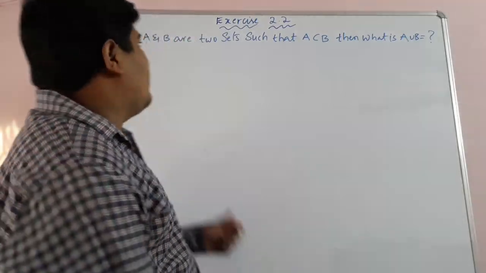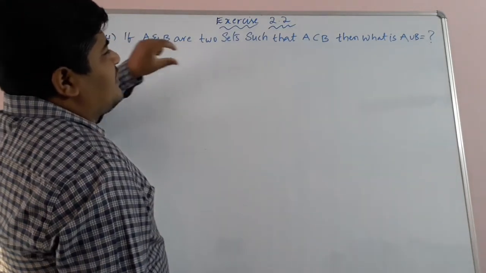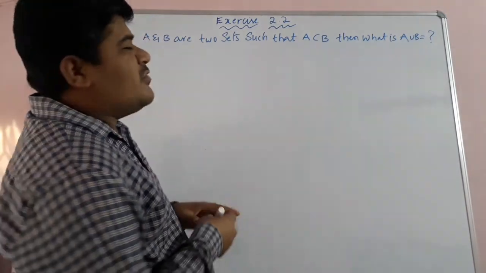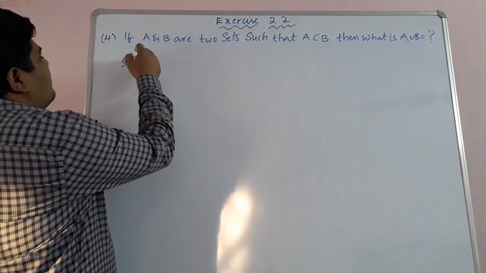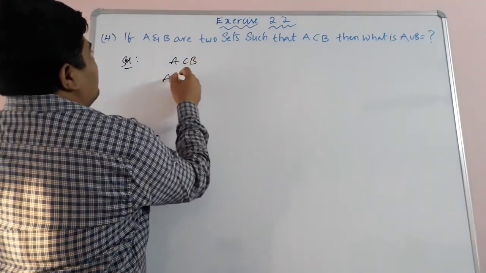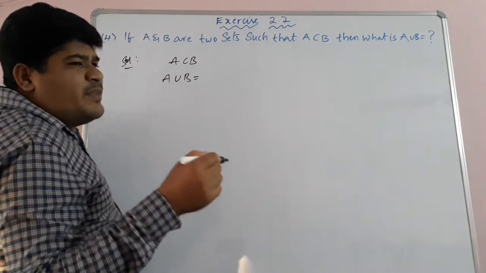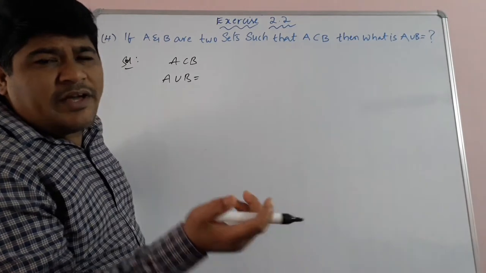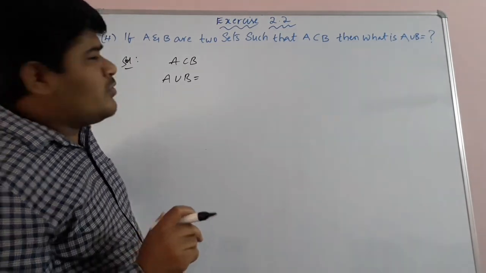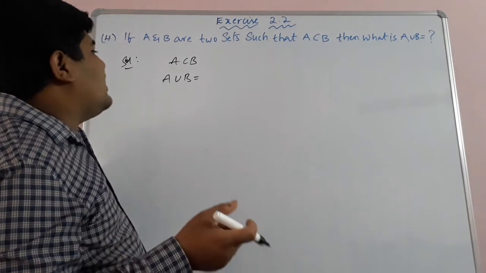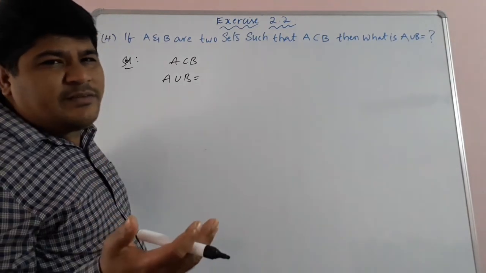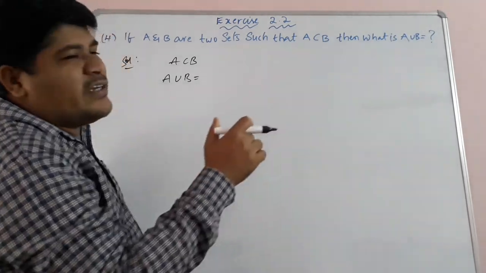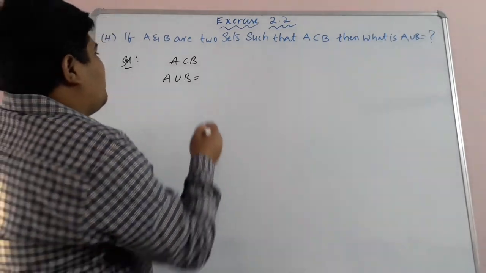Children, now let's see problem number 4. If A and B are two sets such that A is a subset of B, then what is A union B? That's the question. Children, subset means whatever elements are in A are also in B. So if A is a subset of B, then A union B means all elements together we will take. Already whatever is in A is also in B, so the union of the two sets will be equal to B only. So A union B is equal to B.